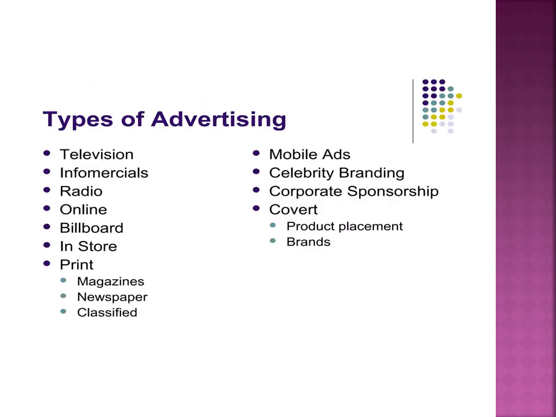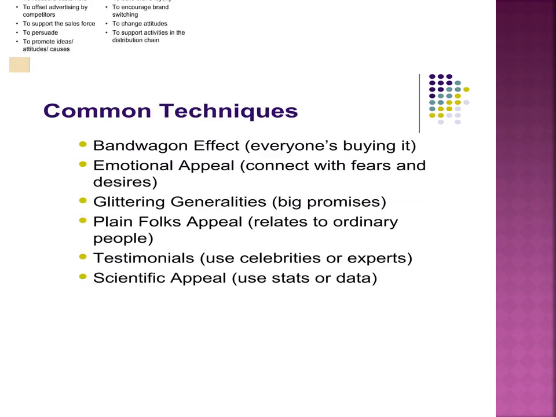Here are the advertising types and techniques. The types of advertising are television, radio, online, billboard, in-store. Print is classified into three: magazines, newspapers, classified. Then mobile ads, celebrity brand, corporate sponsors, covert, which means product placements, and brands. These are the types of advertising.